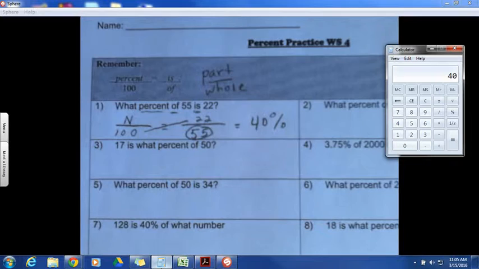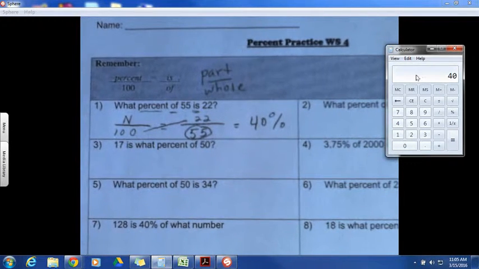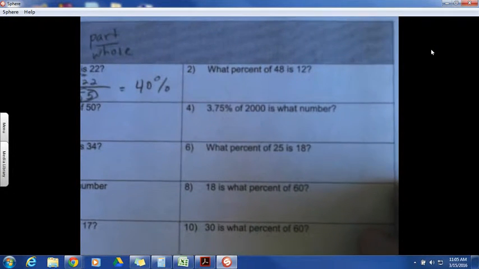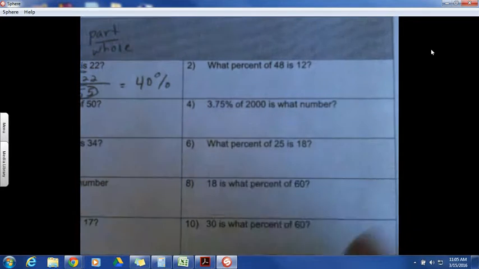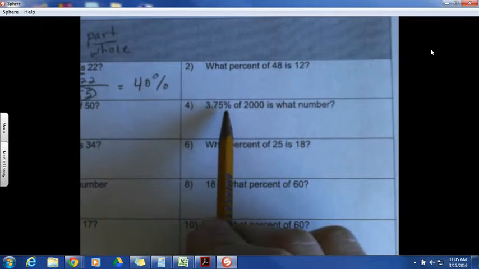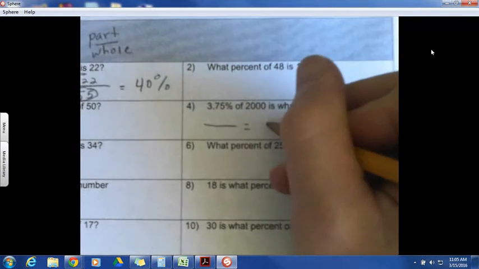Alright, so let's try a couple more, because you'll see that the way we set these up varies depending on what the question's asking. So I'm going to skip forward to number 4. Number 4 asks, 3.75% of 2,000 is what number? So I'm going to set up my proportion.